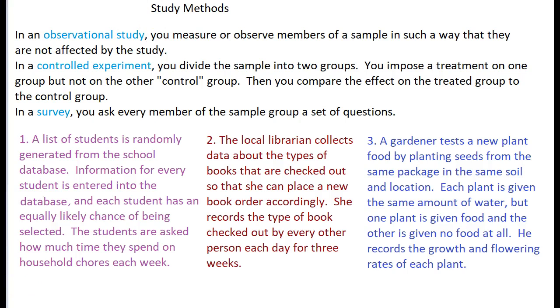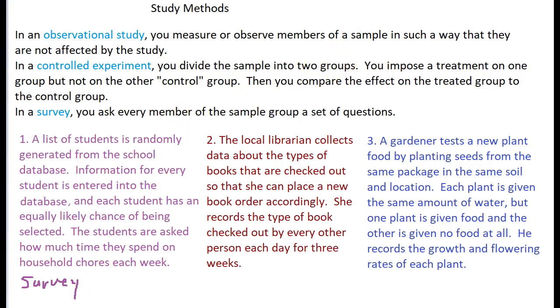So, survey. And statistics can be used to make a general conclusion about the population because the sample is randomly generated. So let me write the word survey. And the survey question does not introduce a bias into the study because it doesn't ask them about their school information and things. It just asks, how much time do you spend on household chores? So that's a good one.